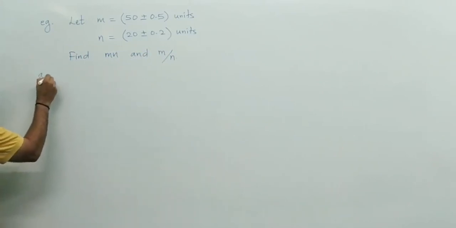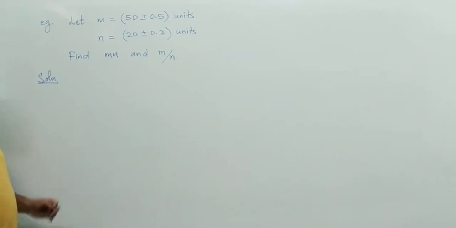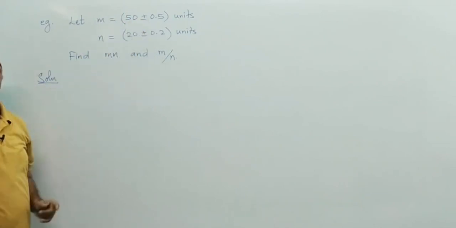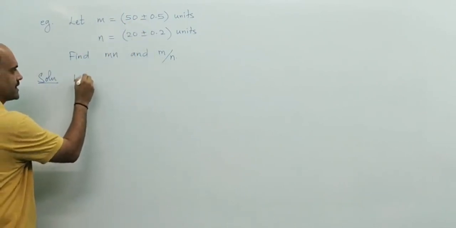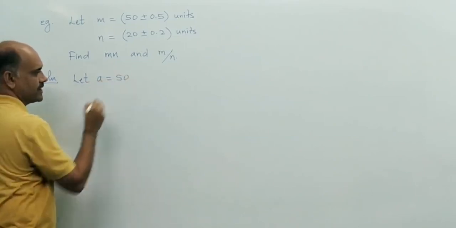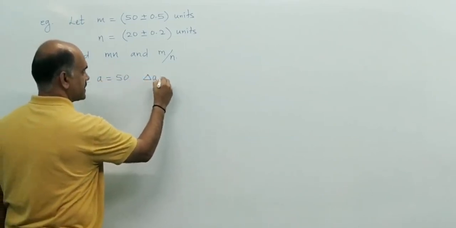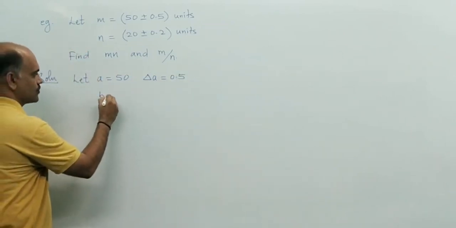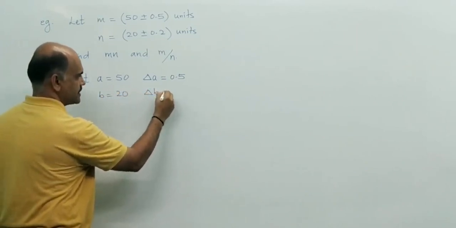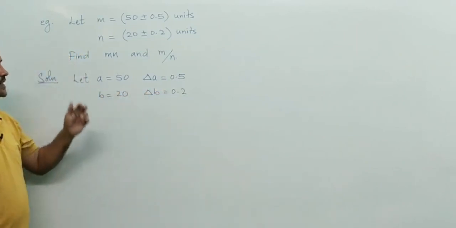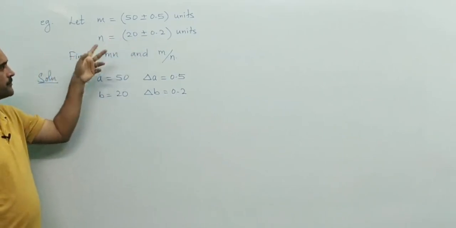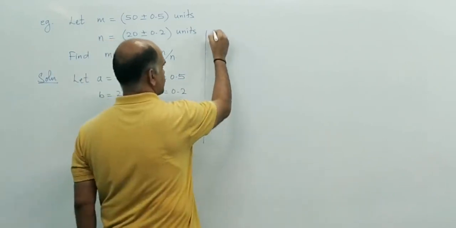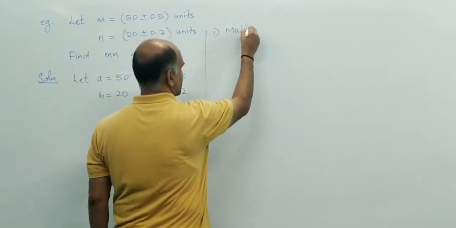Now we will see how we solve this example. First, this M term I will take as A plus or minus delta A. So let A be equal to 50, and delta A, the error in this, is 0.5. B is equal to 20 and the error in B is 0.2. Now first we will solve the multiplication of these two.